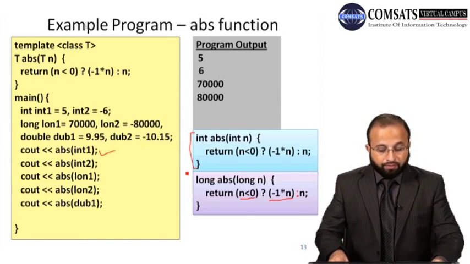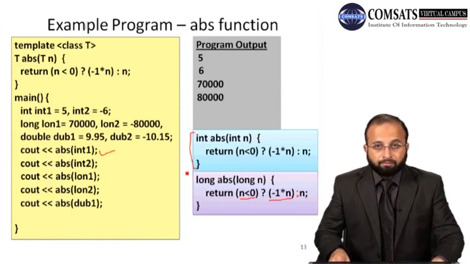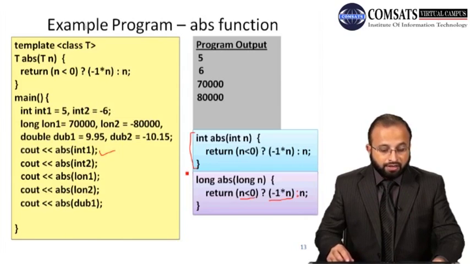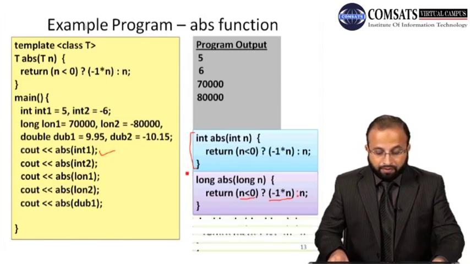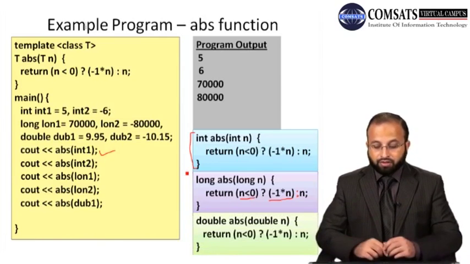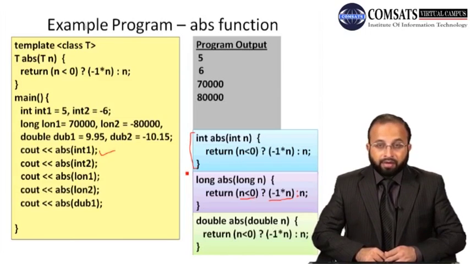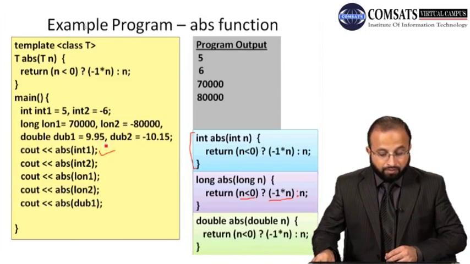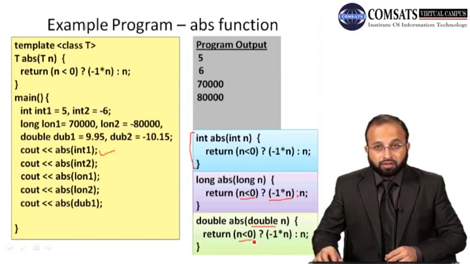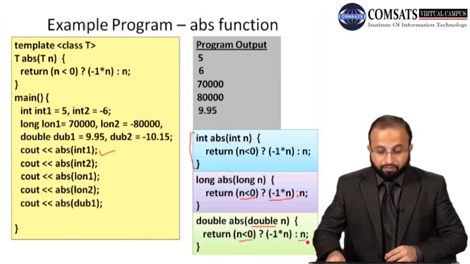Then we call the ABS function with double, the dub1 variable whose type is double. The ABS function versions created so far are with int and long; no version had been created with double yet. So the compiler will create a version of that function using the double parameter. So the double version of that function is created. The type of parameter is double. So the value of dub1, 9.95, will pass to this function. This condition is true. Sorry, this is false. 9.95 is less than 0, that is false. So it returns n, that is 9.95. So 9.95 will be printed on the screen.